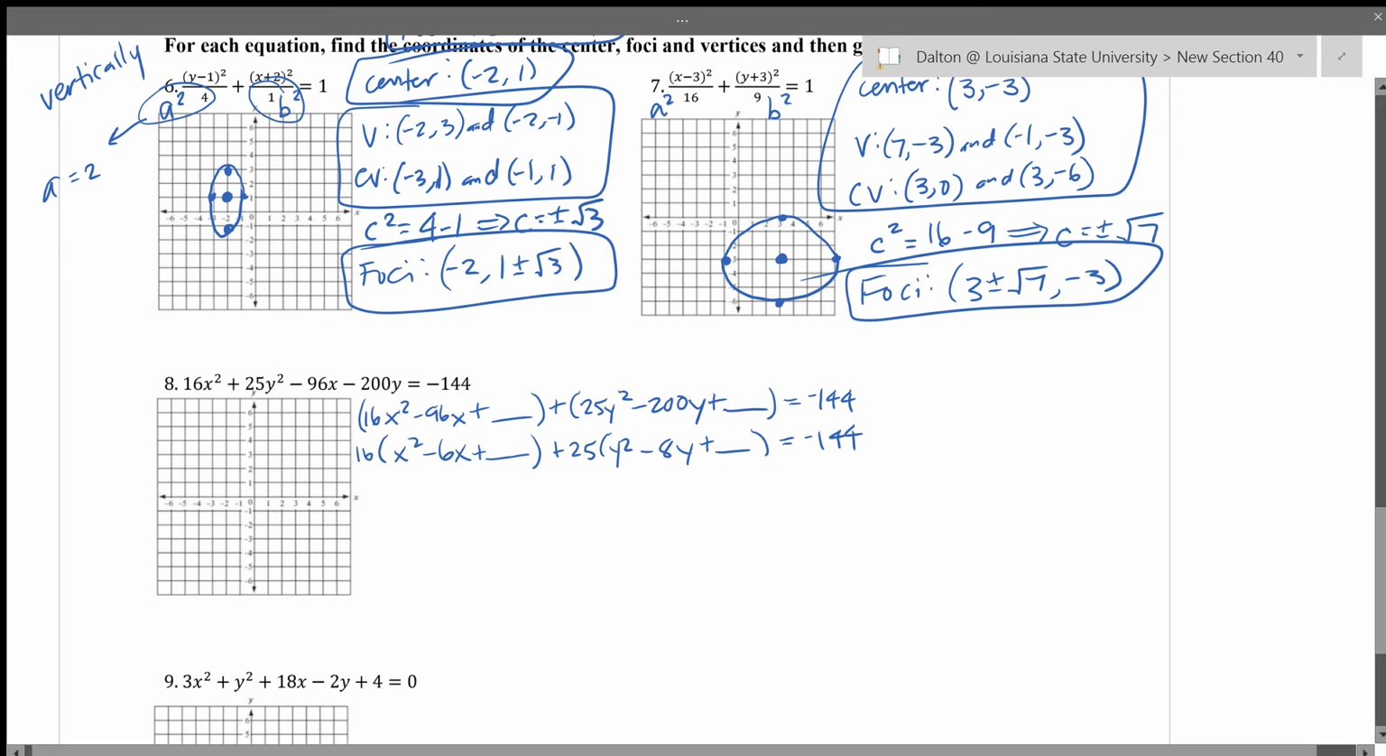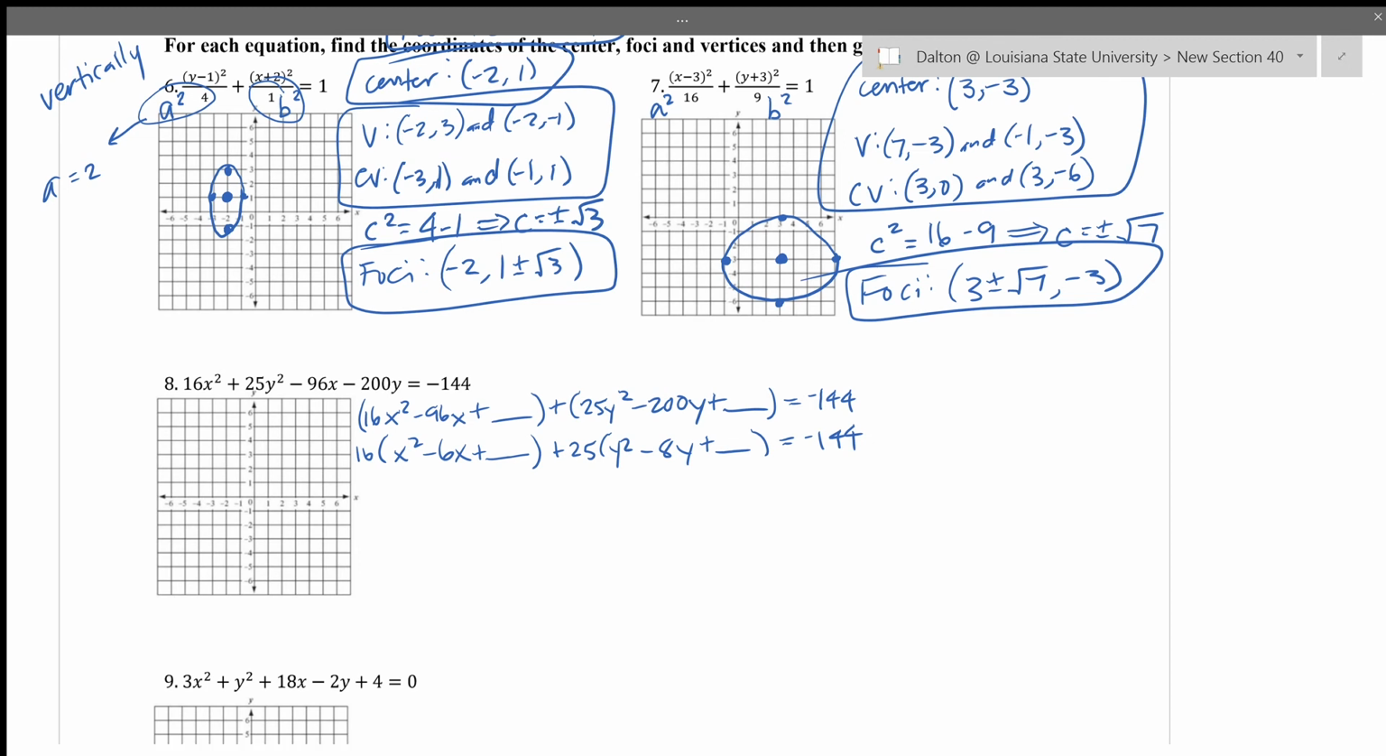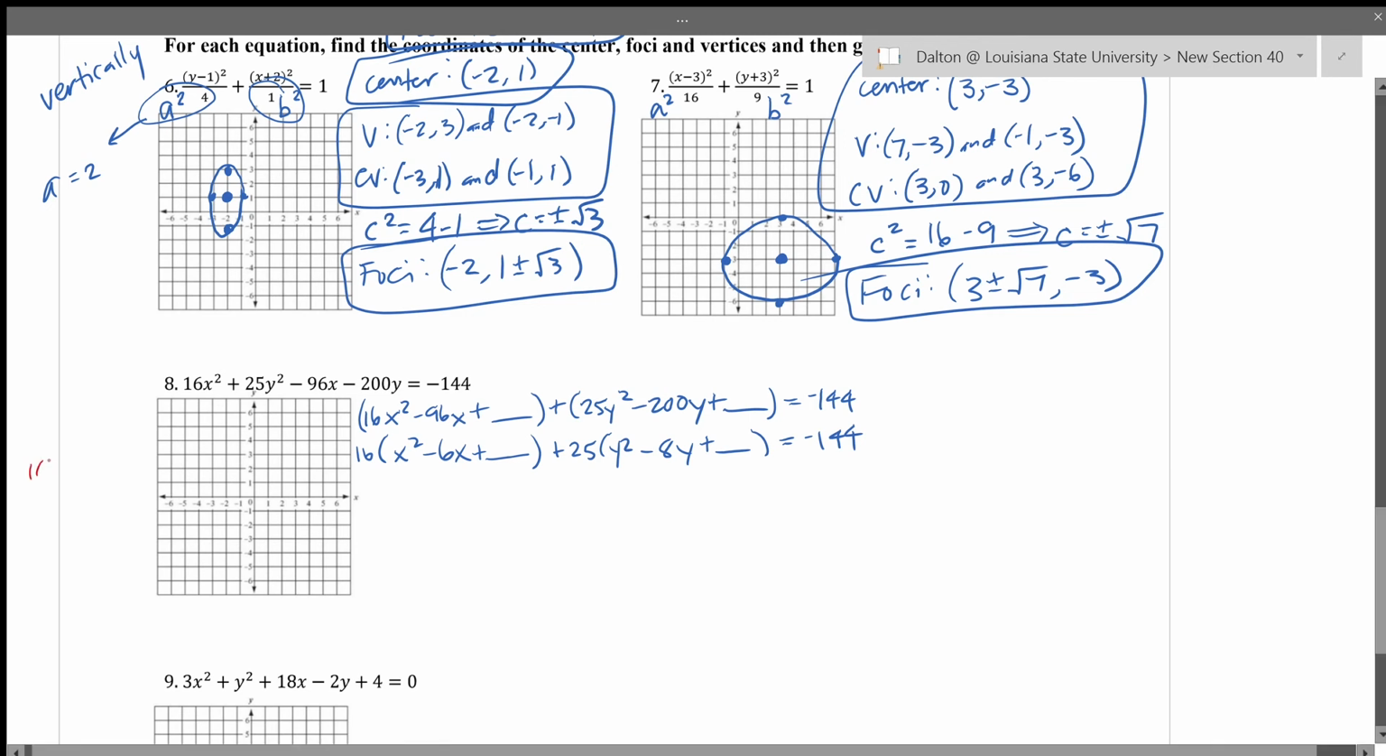So step 1, rearrange. Step 2, factor out. Make sure you have leading coefficients for x squared and y squared to be 1. And then now we find our new c. So remember, new c's are found by doing b over 2 squared. So you're going to do it twice, okay? For the x's, that's going to be negative 6 over 2 squared, which is negative 3 squared, which is positive 9. For the y's, b over 2 squared will be negative 8 over 2 squared, which is negative 4 squared, which is 16.